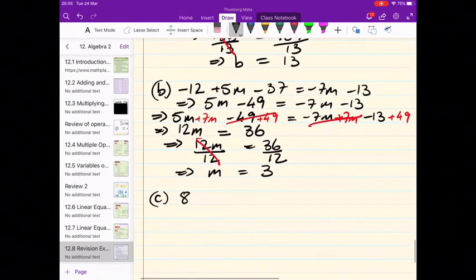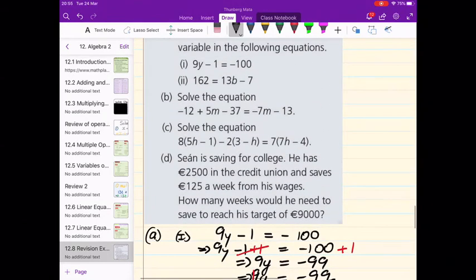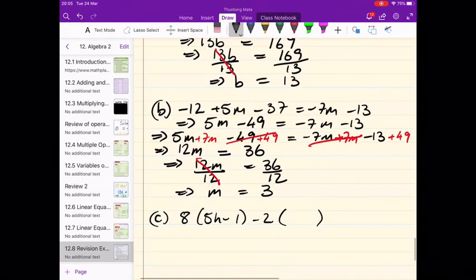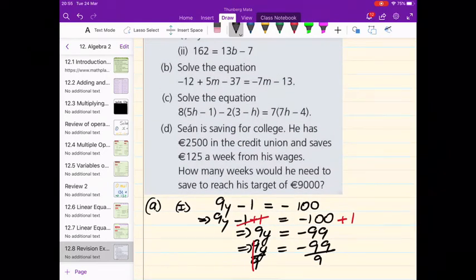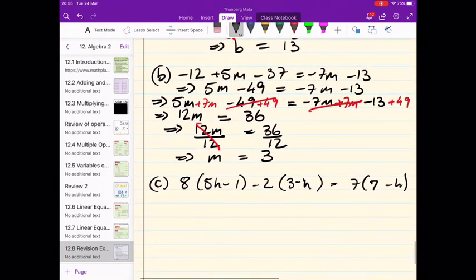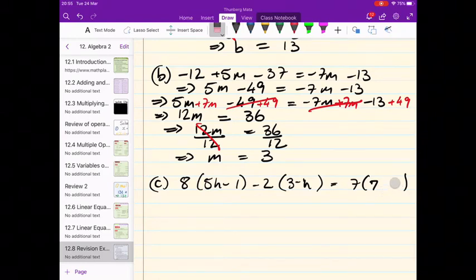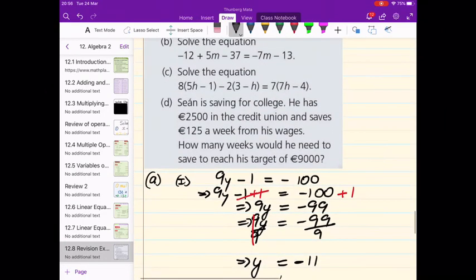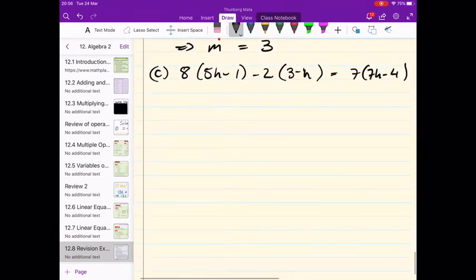Then part C has 8 on 5h minus 1. I think it was a minus 2 in a bracket next. 3 minus h. Something like that. What's the last bracket? 7h minus 4. Okay.